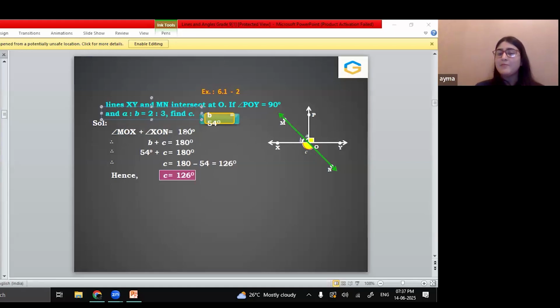So look, angle MOX, MOX, that means this angle, and XON, XON, that means this whole angle. Aren't they making a linear pair together? Look, one ray is going this way, one ray is going this way and this is coinciding on this. Isn't this a linear pair right here? So the sum of these two angles will be equal to what? 180. Apply the linear pair property.